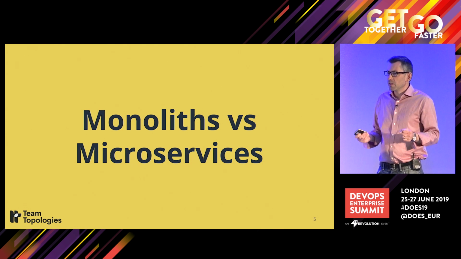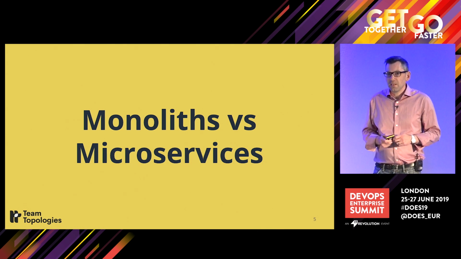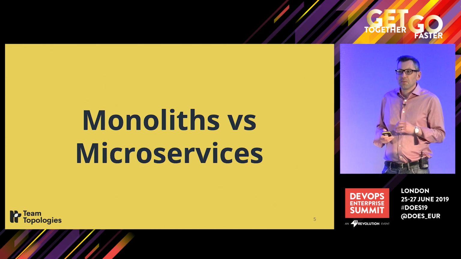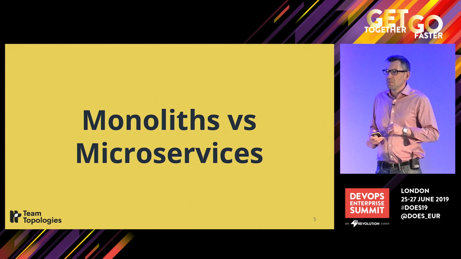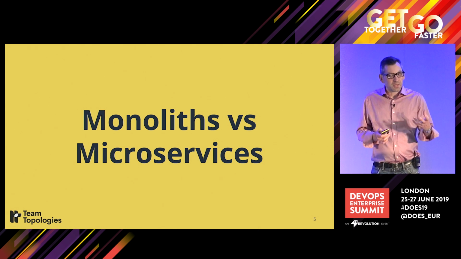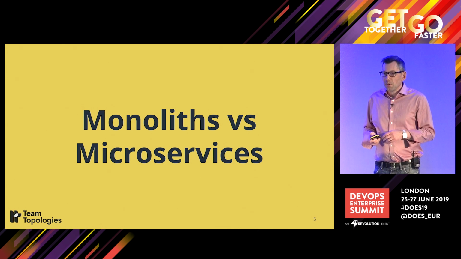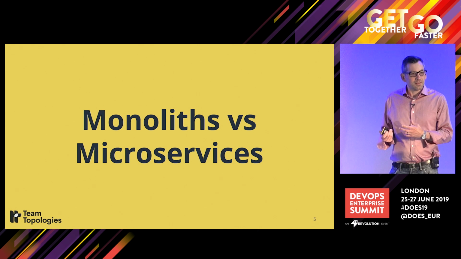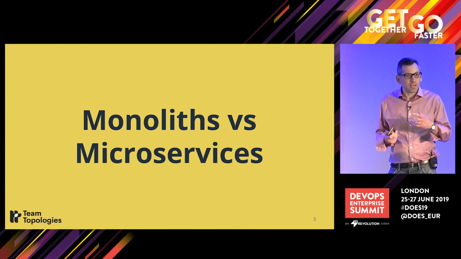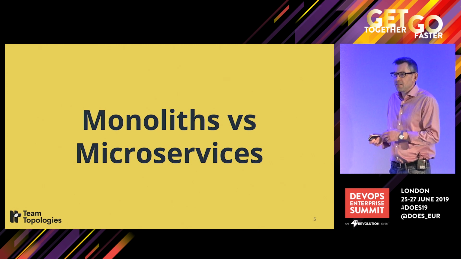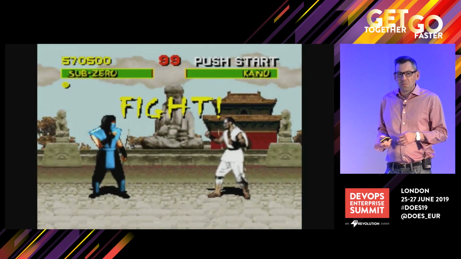So in the past few years, many organizations have started to adopt microservices as a way of being able to deploy their software systems more rapidly, with greater focus on specific areas of the system. But there's often lots of debate around what size a microservice should be. Should it be 10 lines of code? Should it be 100 lines of code? And it starts to look a little bit like this, some kind of Mortal Kombat thing.